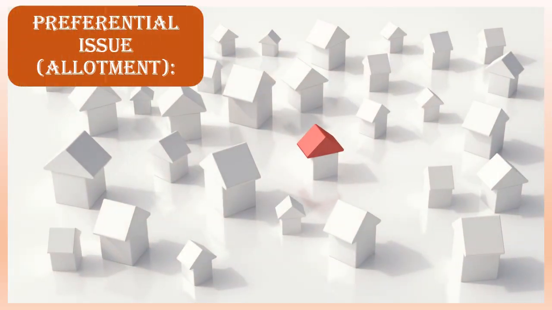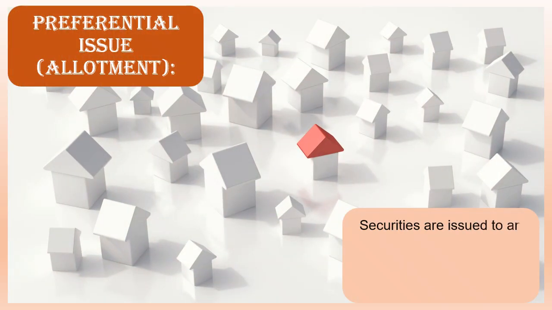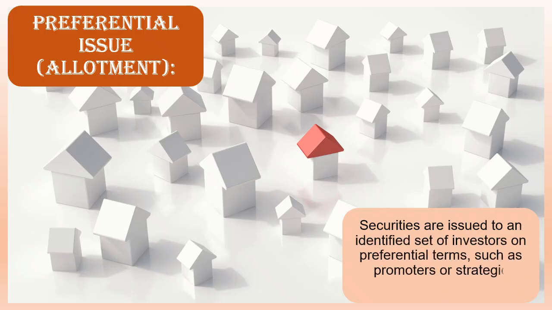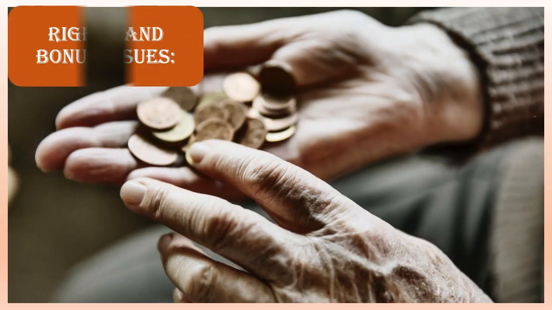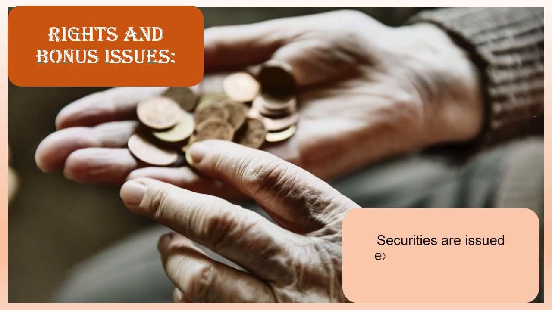Preferential issue, allotment. Securities are issued to an identified set of investors on preferential terms, such as promoters or strategic partners. Rights and bonus issues. Securities are issued exclusively to existing investors.